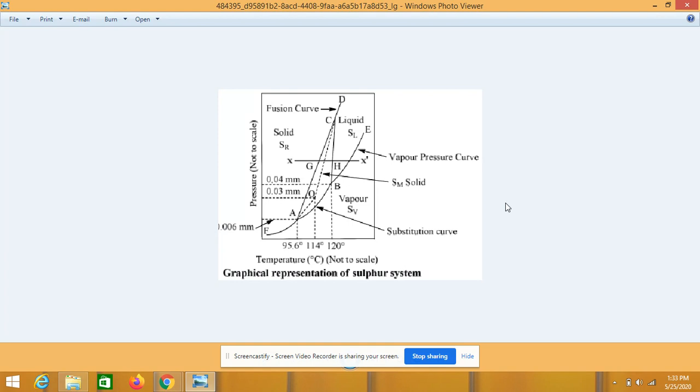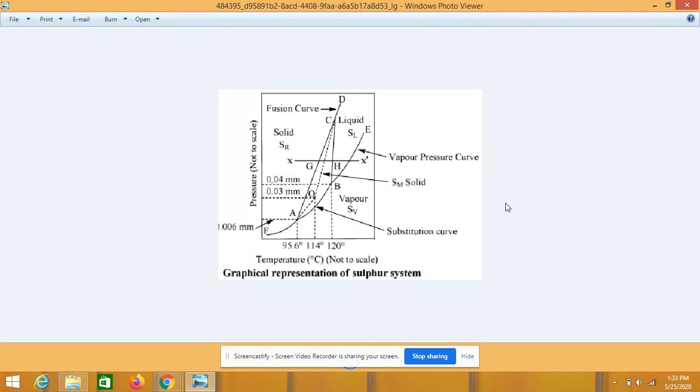Within the area, the system is always bivariant. Within the curves, the system is always univariant, and at the point, the system is non-variant. That is the triple point. At the triple point, the system is invariant or non-variant.